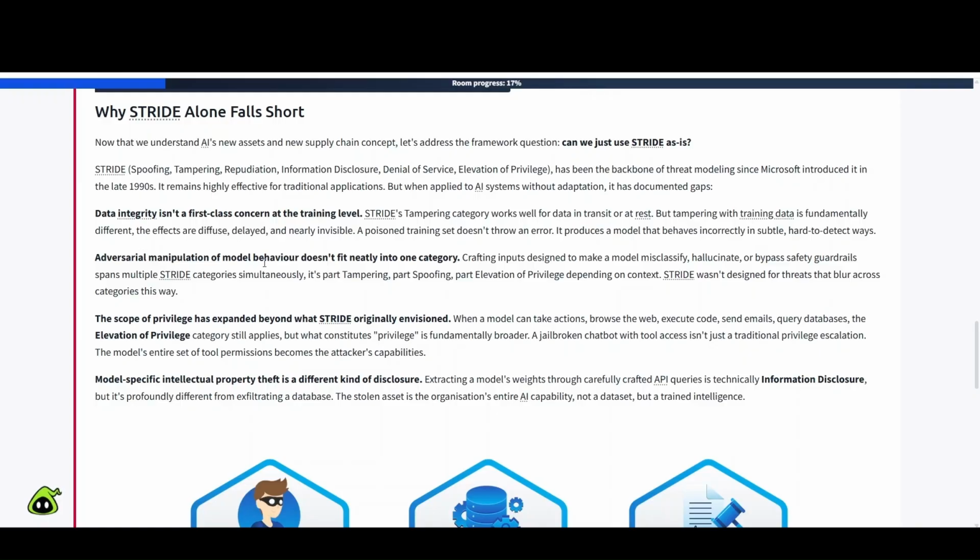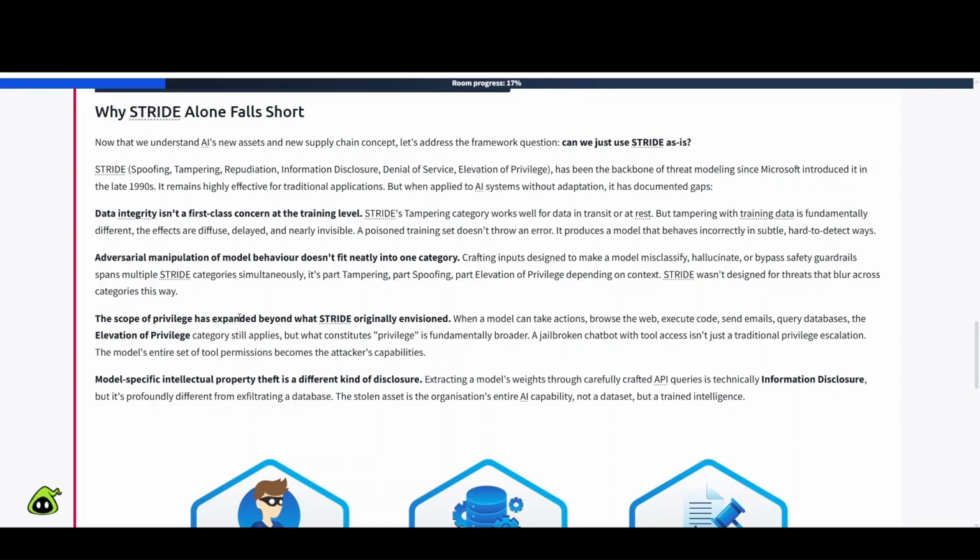Adversarial manipulation of model behavior doesn't fit neatly into one category. Crafting inputs designed to make a model misclassify, hallucinate, or bypass safety guardrails spans multiple STRIDE categories simultaneously. It's part tampering, part spoofing, part elevation of privilege, depending on context. STRIDE wasn't designed for threats that blur across categories this way.